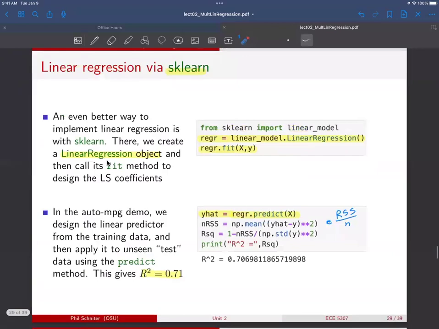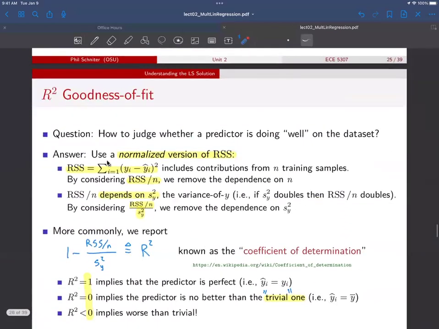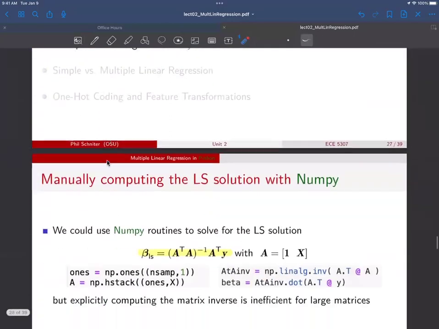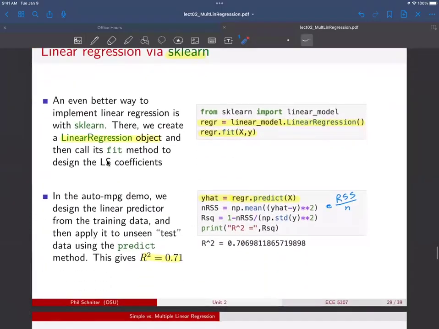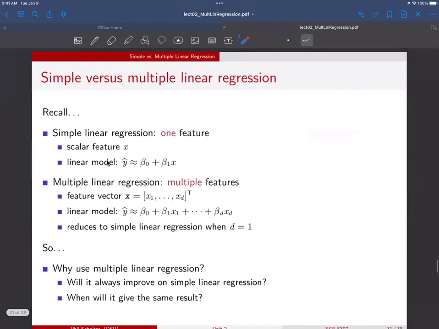Okay, any other questions on computing the solution or interpreting how good it is? Okay, if not, then let's move on to talk a little bit about simple versus multiple linear regression. If you remember, simple linear regression is where you have a single feature you're using for prediction, and multiple linear regression is where you have multiple features. So here we have a single feature X, here we have D features.